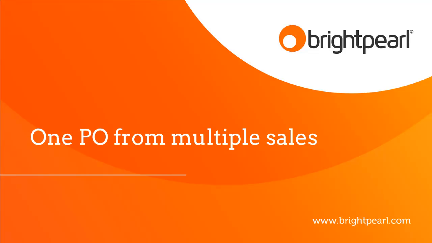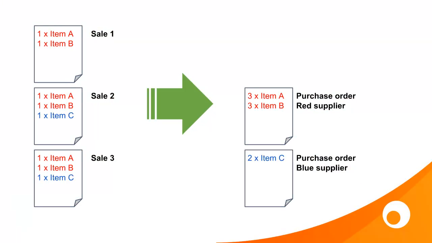In this video, we're going to see how to create one purchase order from multiple sales orders, all in one go. This is best demonstrated by this graphic. On the left-hand side, we've got three separate sales orders with a number of products on them. The red items are supplied by a red supplier, and the blue items are supplied by, you guessed it, a blue supplier. And when we go through what we call the batch purchase order process on the sales list, you'll end up with two purchase orders, one for the red supplier and one for the blue supplier.